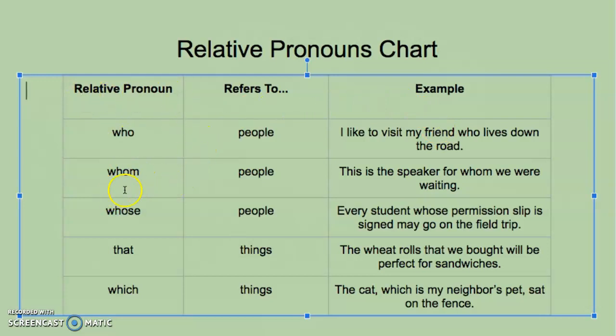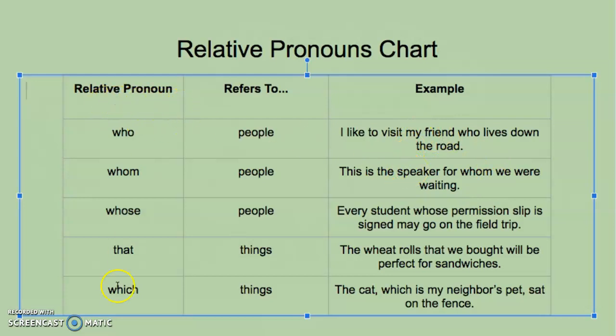The relative pronoun whom refers to people also. An example, this is the speaker for whom we are waiting. The relative clause for whom we are waiting gives more information about the speaker.